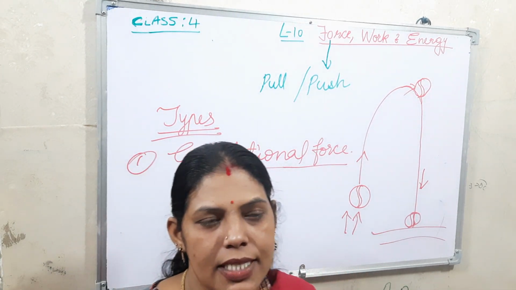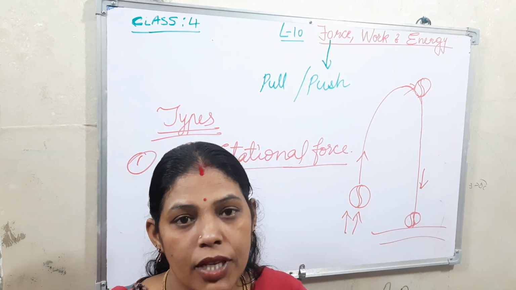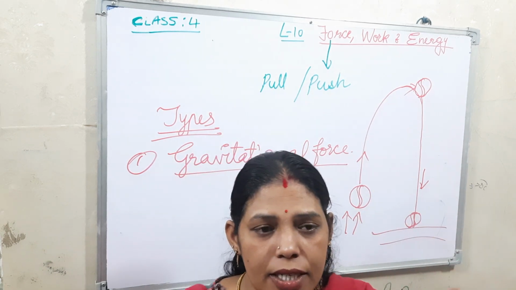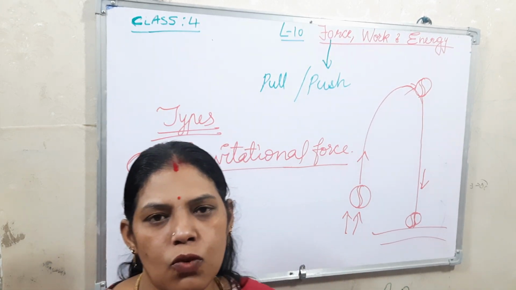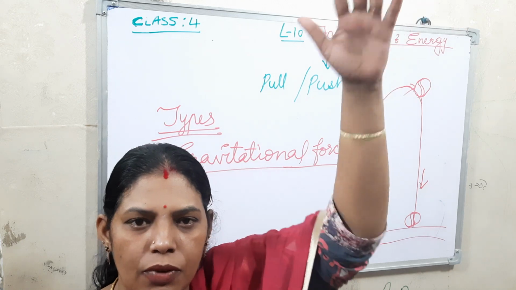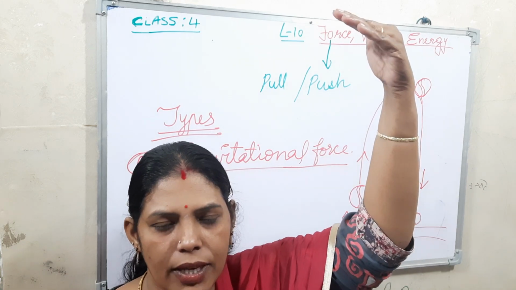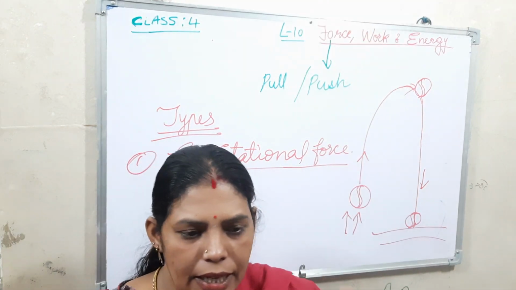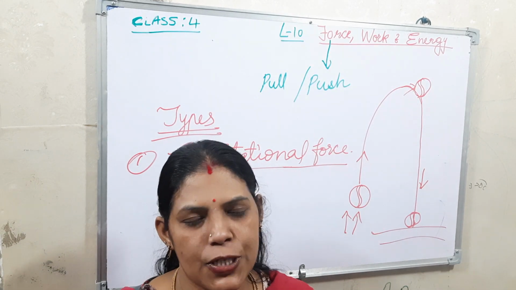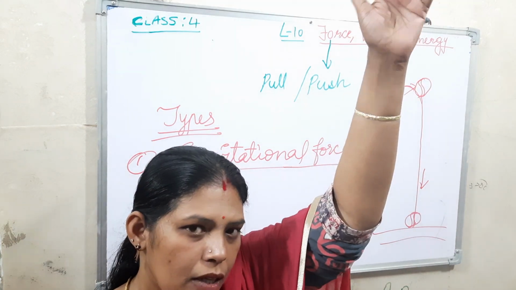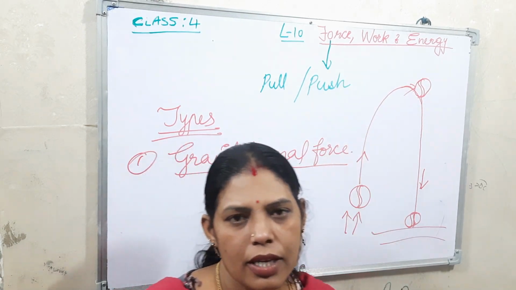And one best example: the earth's atmosphere has air, and the air is held in the atmosphere also because of the gravitational force. When we move up from the earth to space, the air decreases, but near the ground it is more. When it reaches up, the gravitational force becomes less, so there is less air, and down below there is more air.